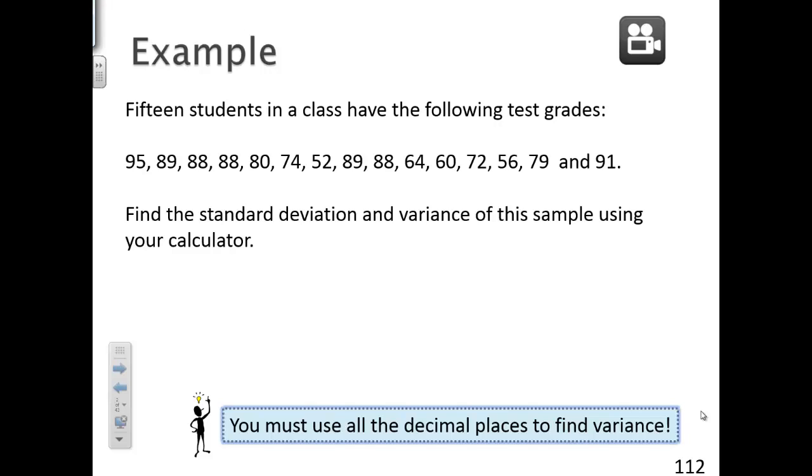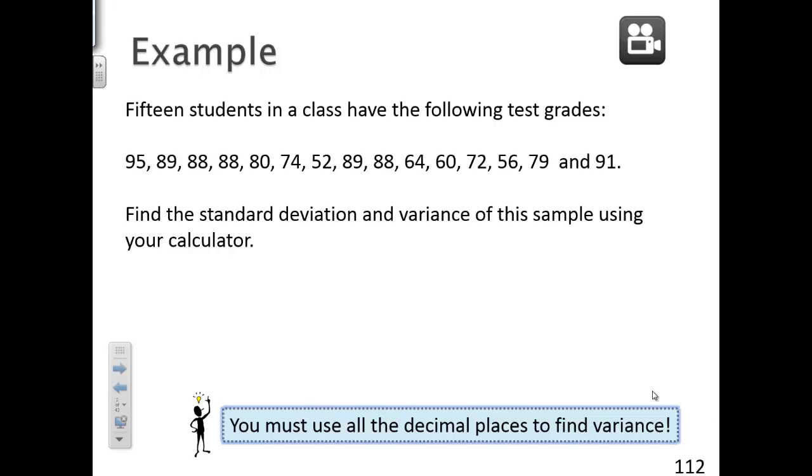In this example, we're going to use our calculator to find the standard deviation and variance of this sample. So, we have 15 students. This is a long list of data. This is why we're going to use our calculator. You saw in the previous slide that working these by hand is cumbersome. So, using our calculator will make these calculations so much easier.